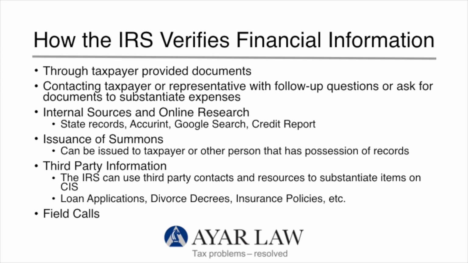So moving on, the last section of our presentation is going to be about how the IRS verifies financial information that they are provided on a collection information statement form. There are a number of different ways that they use. First and foremost is through taxpayer provided documents. Remember when I said that when you do a 433A or 433A OIC or a 433B, all of your numbers have to be, quote unquote, substantiated. You should attach to your form all the documentation necessary for the IRS to confirm your numbers.